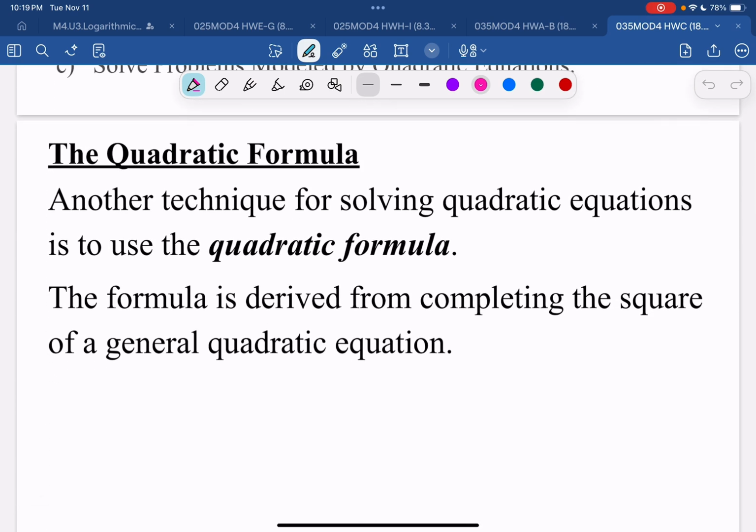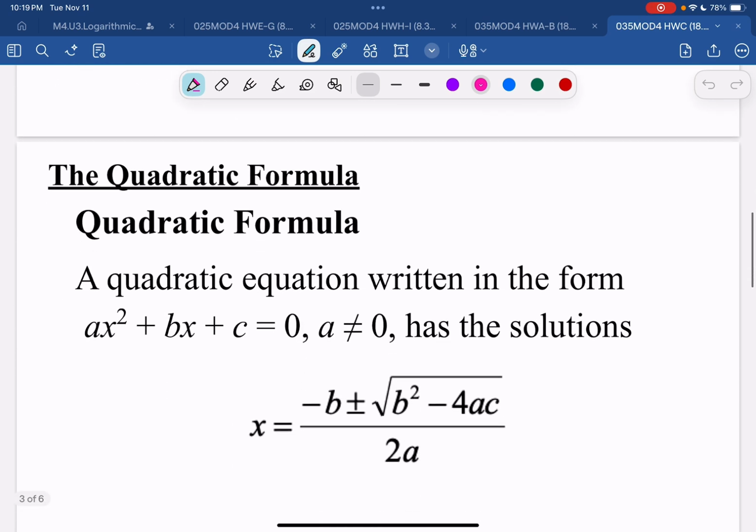So this formula comes from completing the square. I'm not going to show you how you derive the quadratic formula, but just know that if you were to complete the square on just the general quadratic equation, that is where this formula comes from. But don't worry, I'm not going to make you do it.